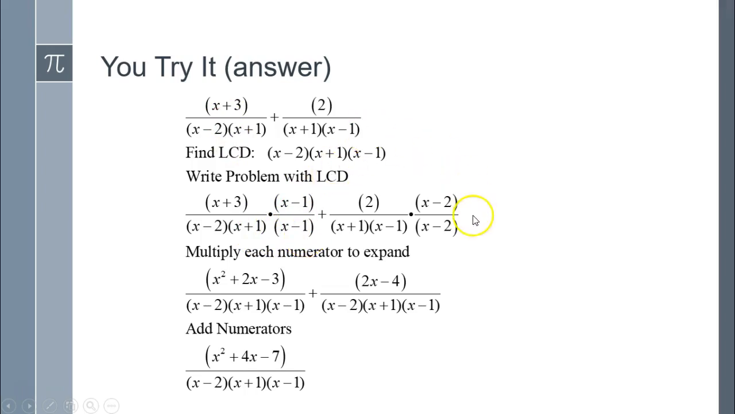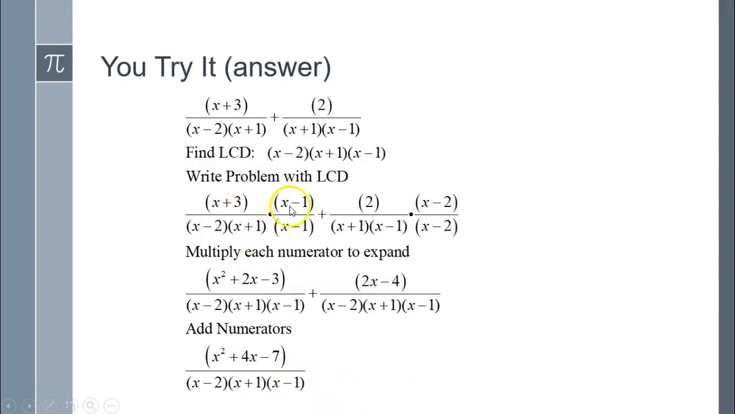The second fraction is missing the x minus 2, so I multiply top and bottom by that. You need these parentheses everywhere. So I multiplied the first numerator together. This is the only time with rational expressions you really do multiply things out, is you want to simplify the numerator to see if it factors and has anything in common with the denominator when you're done.